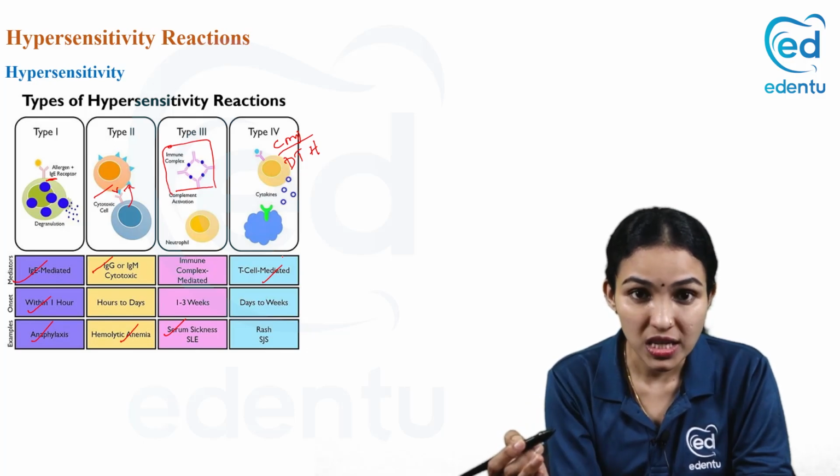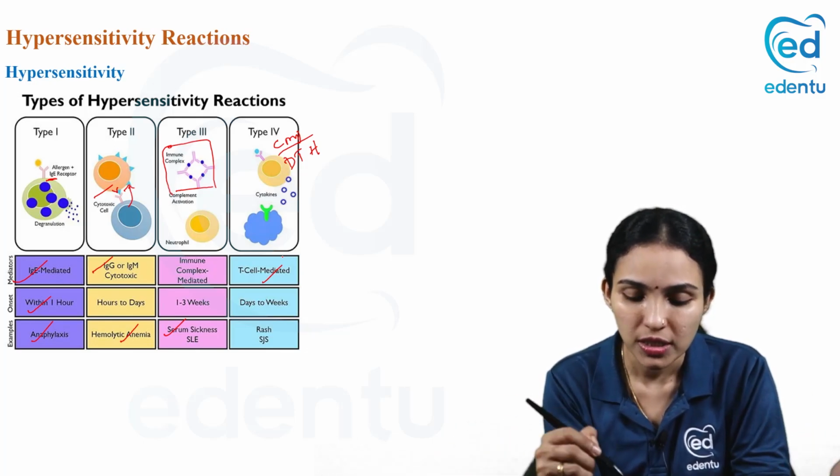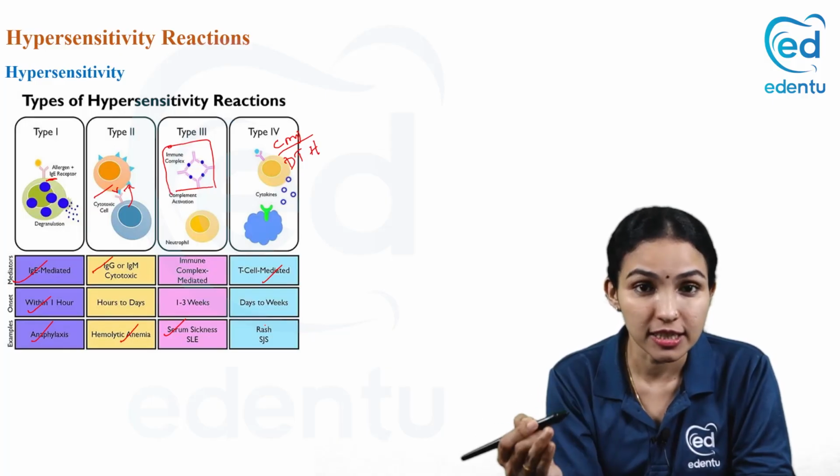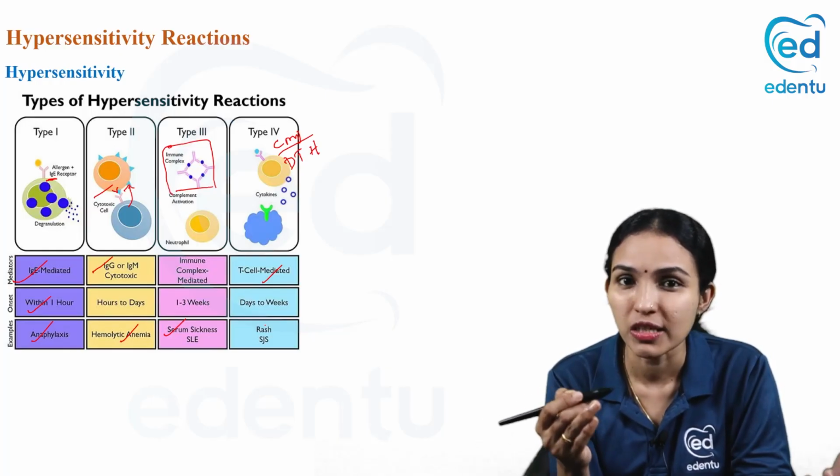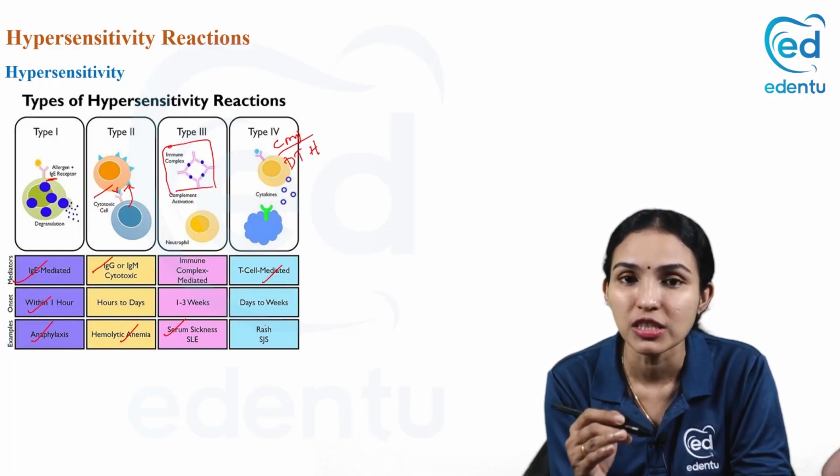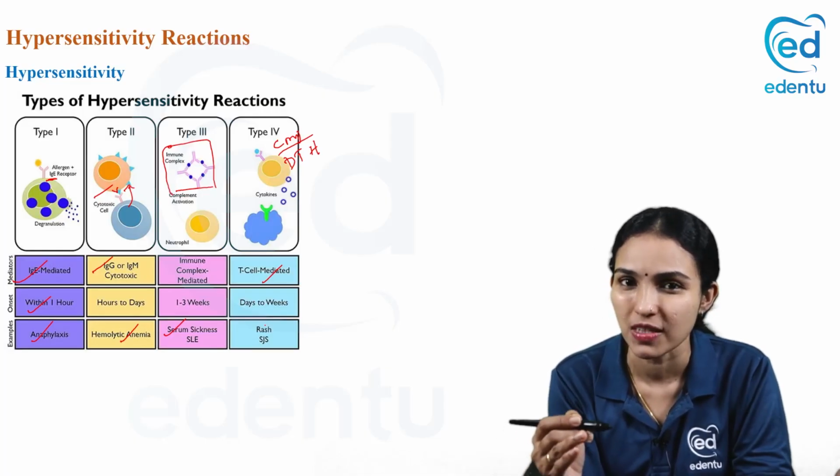It may take days to weeks for the whole reaction to occur, and contact dermatitis, tuberculosis, the tuberculin skin test, the lepromin skin test, everything comes under type 4 hypersensitivity reaction.